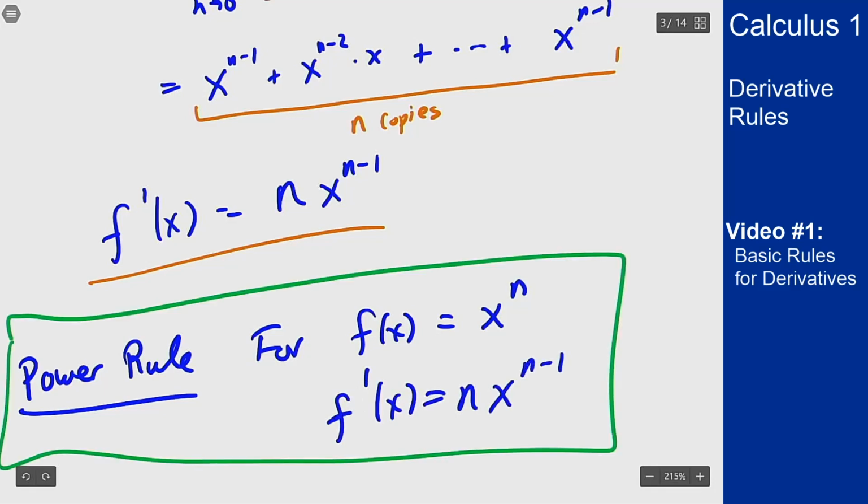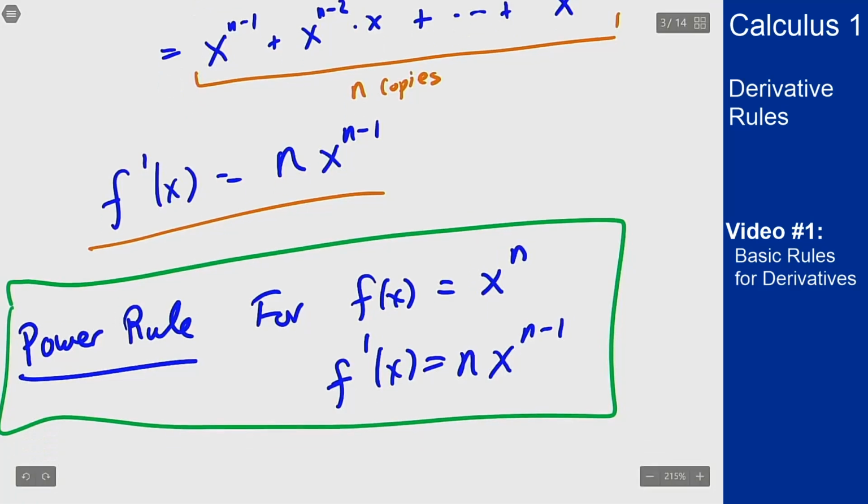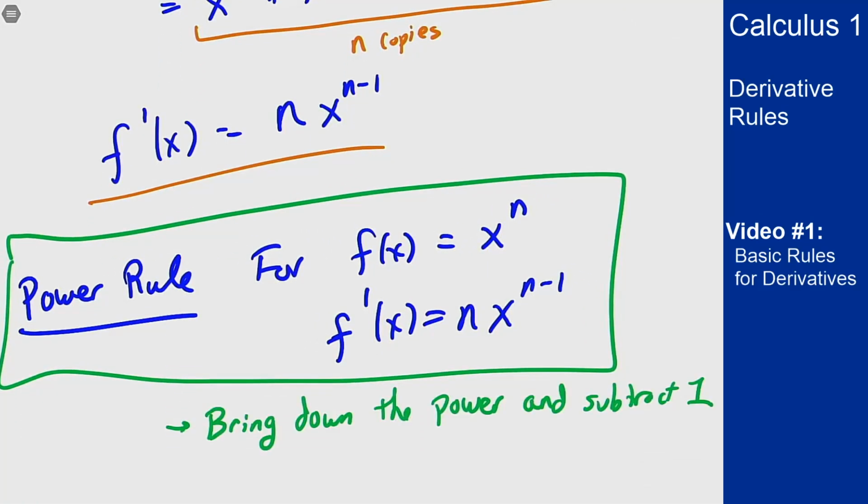And that's a rule that we can use to find the derivative of any function that looks like x to the n. It's just n times x to the n minus 1, bring down the power and subtract 1. Now, while I proved this for n that was positive, this actually works for any real number n. The same rule still applies, whether it's a whole number, a negative number, a fraction, all of them still works.